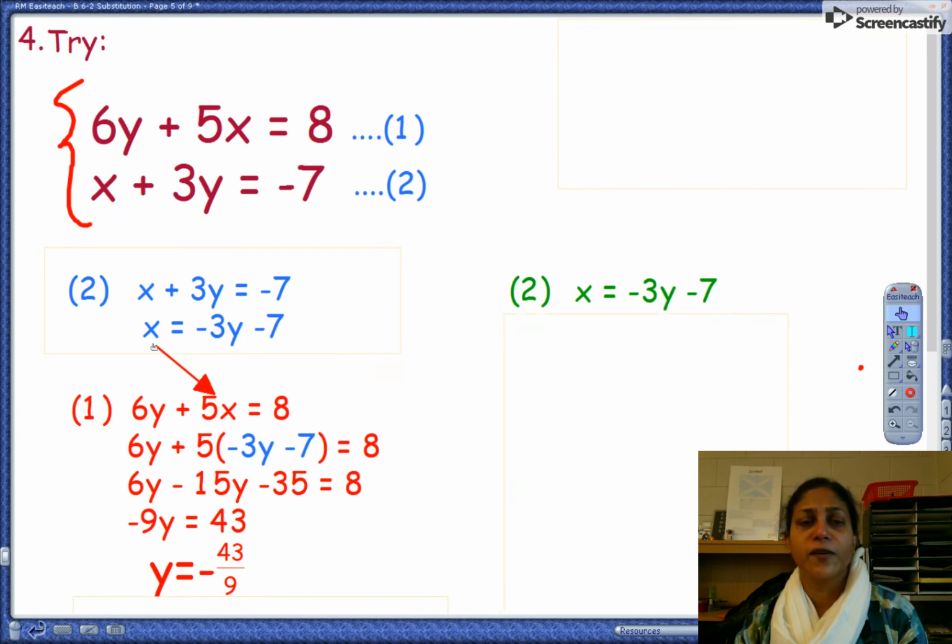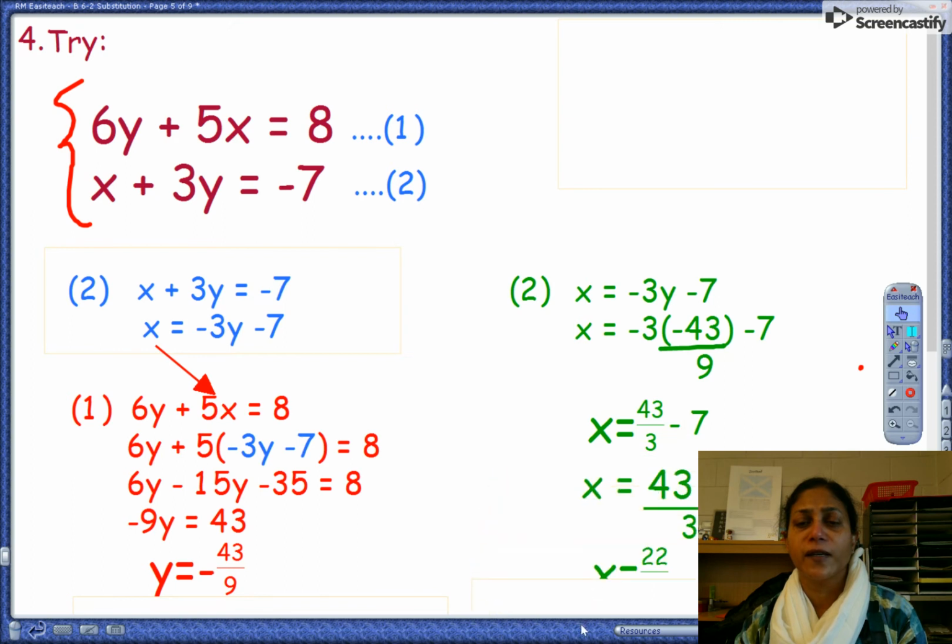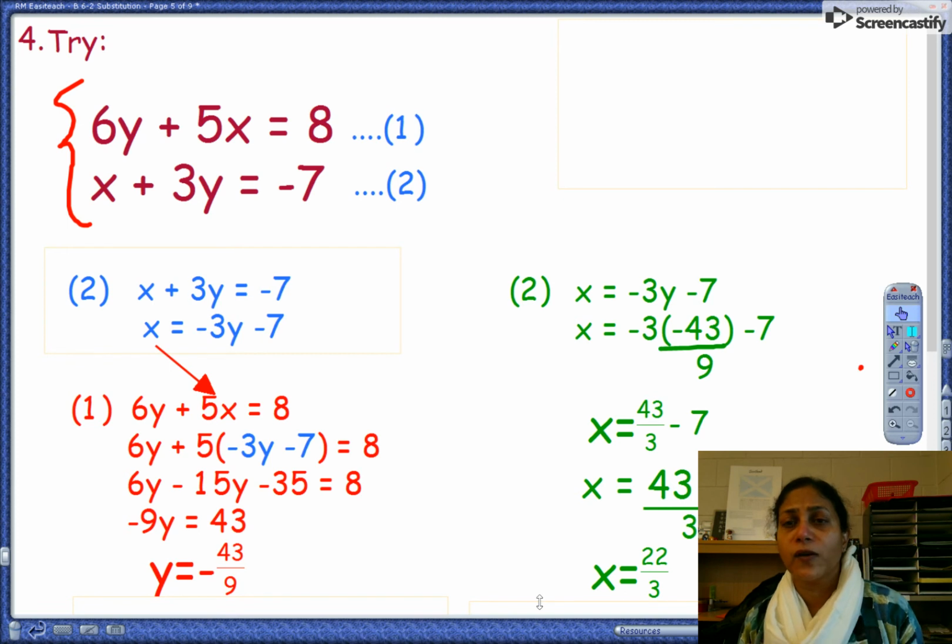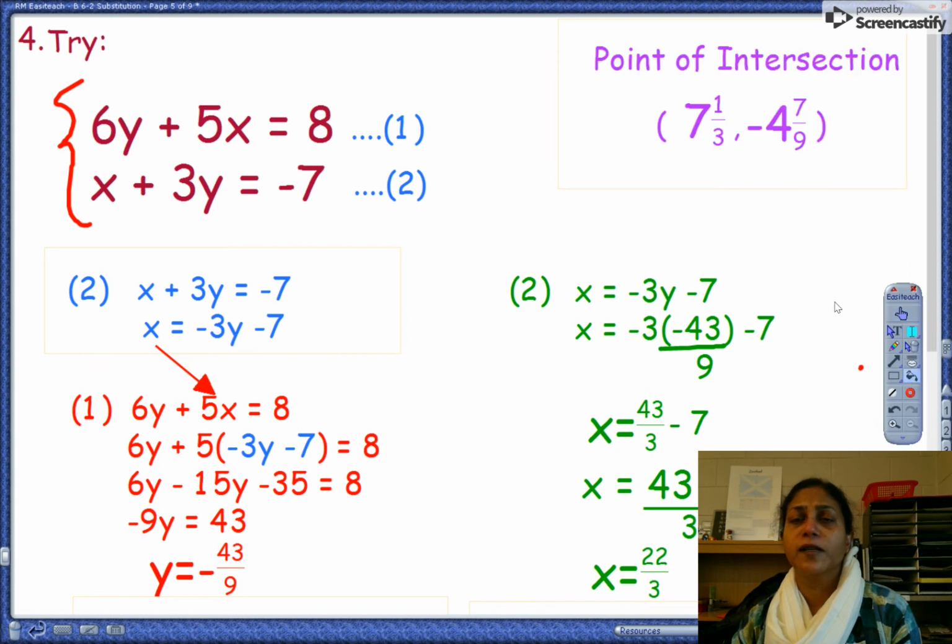In fact, I already know that x is equal to negative 3y minus 7. So I can plug it in and simplify. And my answer turns out to be 22 over 3. Now notice we found y first and then x, and that's okay. However, when we are writing ordered pairs, you cannot leave your answer as improper fractions because these are points that need to be plotted. So you're going to convert to a mixed number, and the answer is 7 and 1/3 and negative 4 7/9.